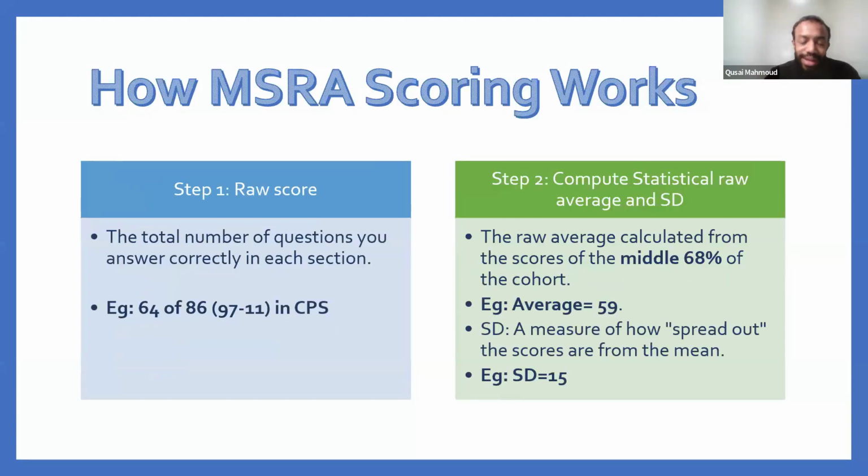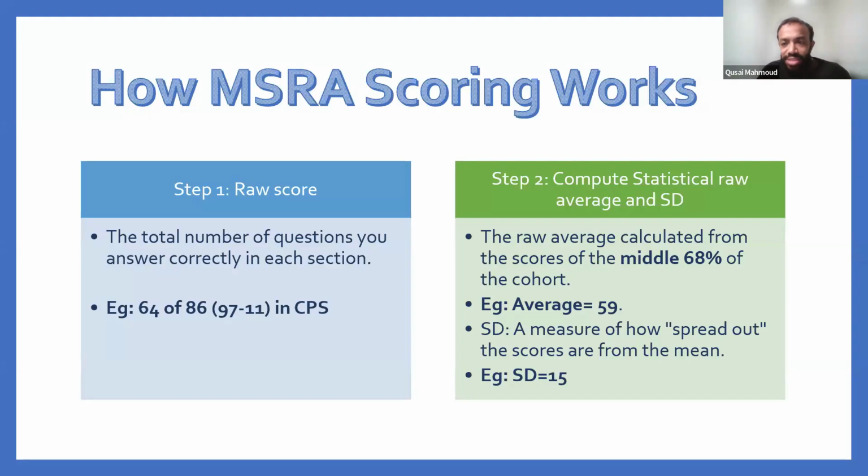If you want to explain how they score us, let's take the clinical part because it's easier to explain, and you can apply that to the SJT. So the first step, they will take your raw score. What does that mean? As we mentioned, we have 97 questions. 11 of them are not counting. They are pilot questions. So we have 86 questions. Let's say you scored 64 questions correctly from 86. So you got 64 out of 86. This is the first step.